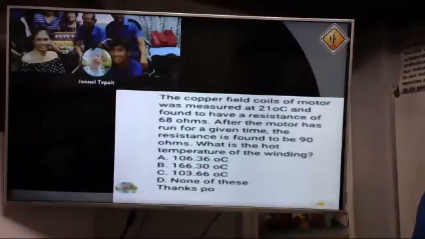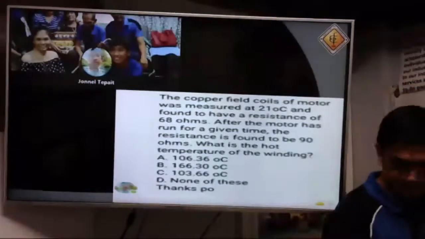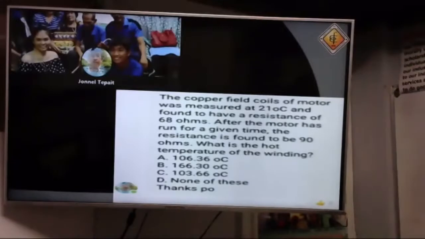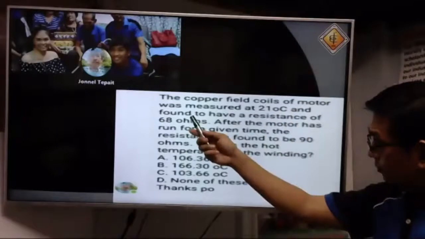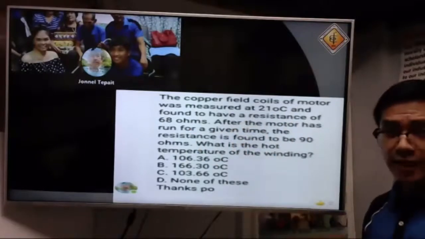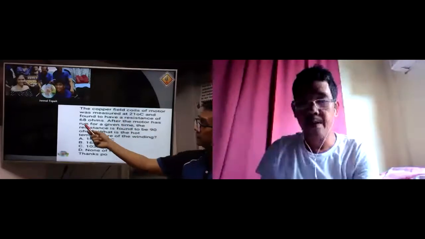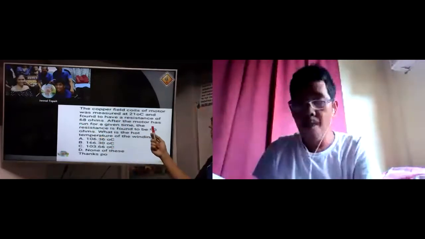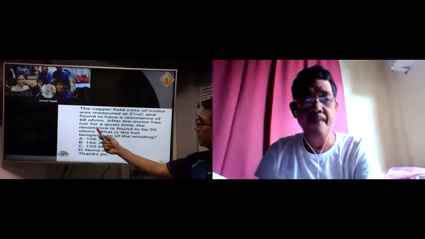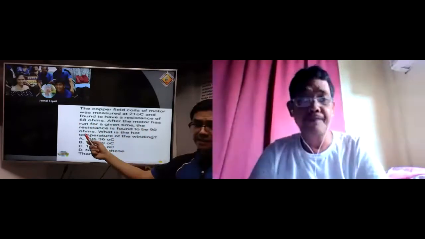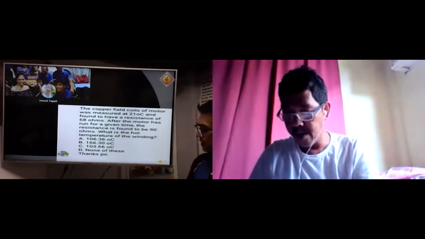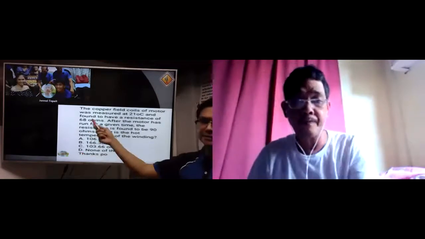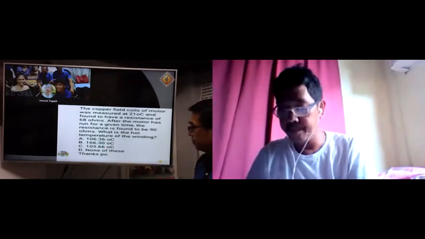So, this is his question. A copper field coil of a motor was measured at 21 degrees Celsius and found to have a resistance of 68 ohms. After the motor has run for a given time, the resistance is found to be 90 ohms. What is the hot temperature of the winding?